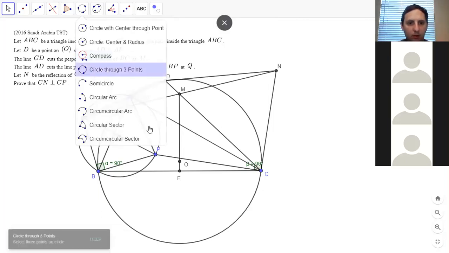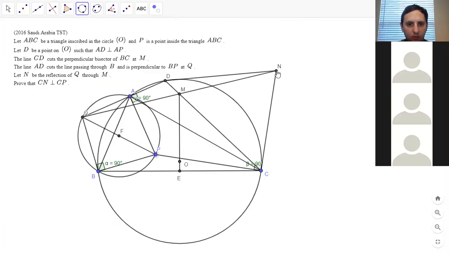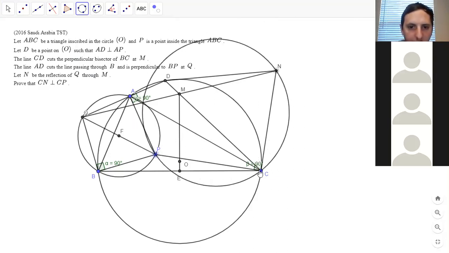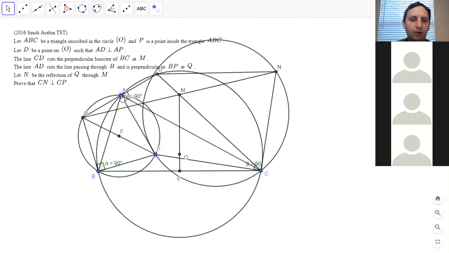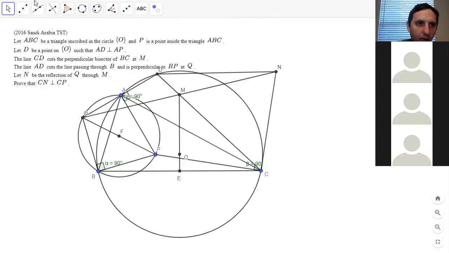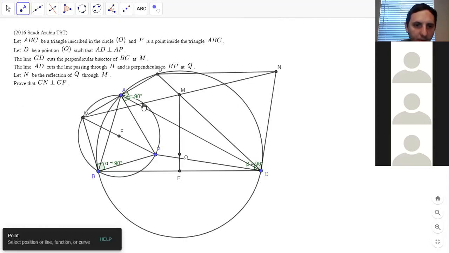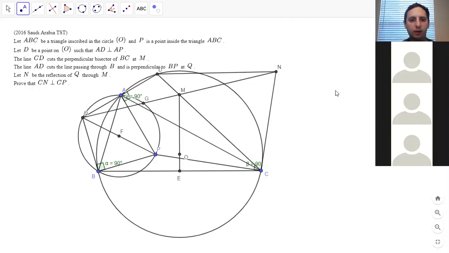Let's see. Is there another point on this circle? I don't think so. Oh, but it looks like these concur on this line, DN. So maybe that's useful. Yeah. I guess that would be obvious if the problem were true, right? But still, we could name this point. So we want to show that CPGN is cyclic.